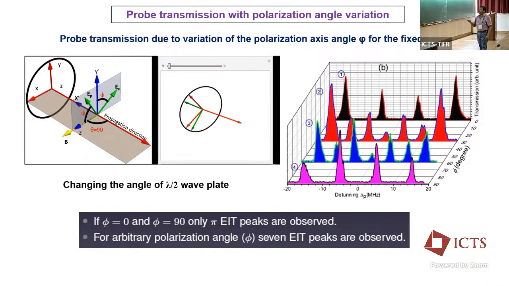What you see here is that at phi equal to 0, which means your E_P, that is the probe, is parallel to the magnetic field, you have only the pi transitions. And if the E field is at 90 degrees, you again get back the pi transitions because they are parallel. But in between, when we have an arbitrary polarization, you see that the sigma peaks grew up and then they vanished.